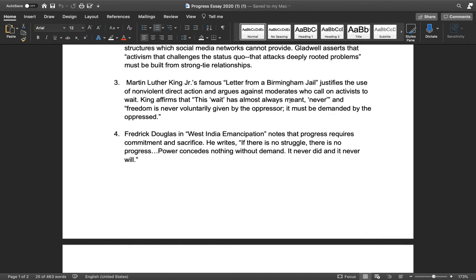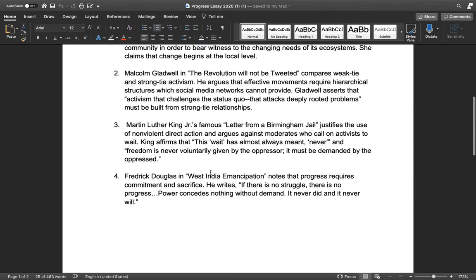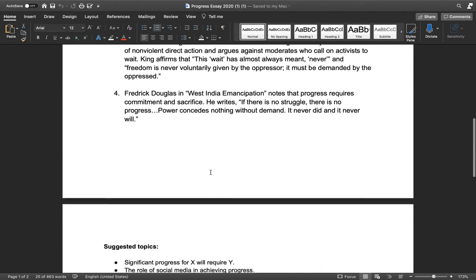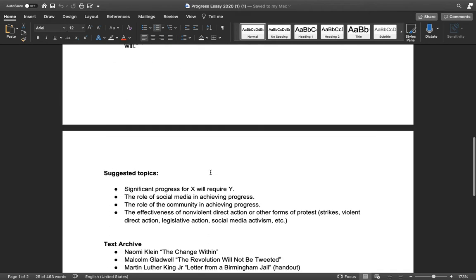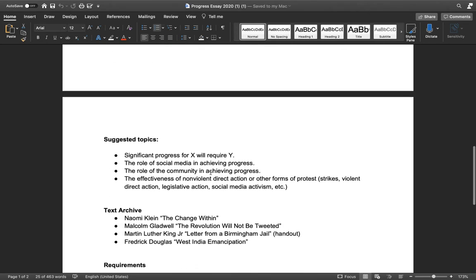So you might evaluate these two very similar claims and apply them to the issue of progress that you choose to speak about. Here are some suggested topics. You might write, the significant progress for X requires Y. For instance, significant progress in the issue of police brutality will require an abolition of the prison system. Or significant progress for working people will require stricter regulations around unionization, whatever that may be.